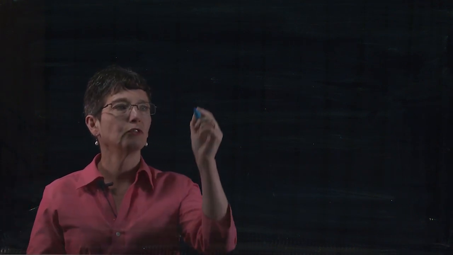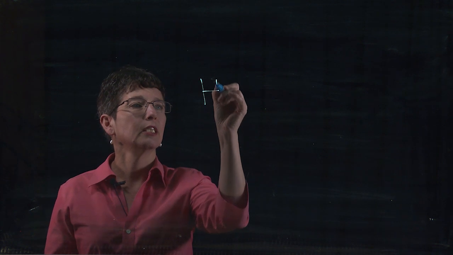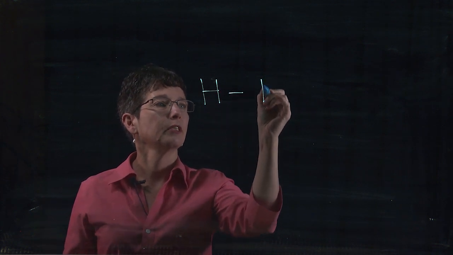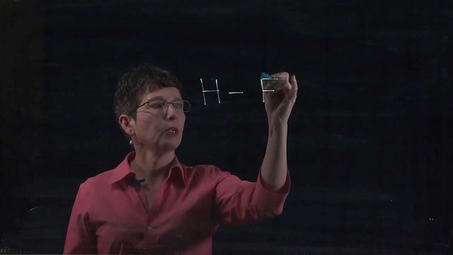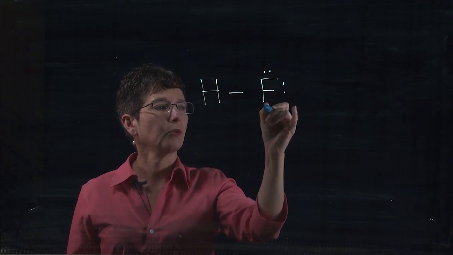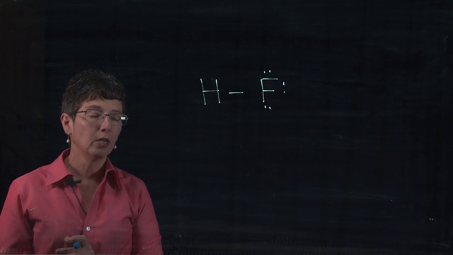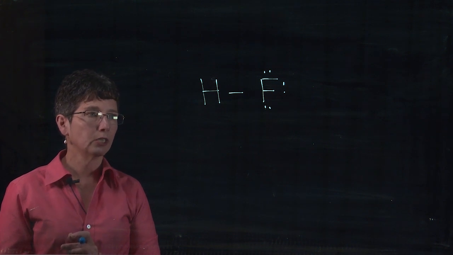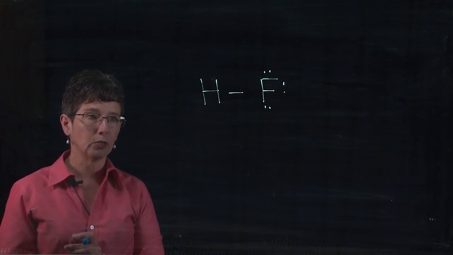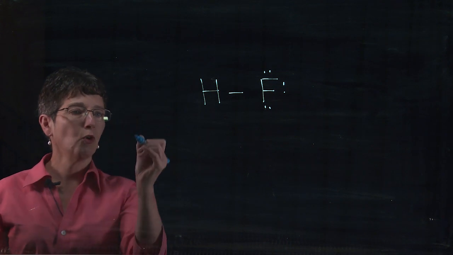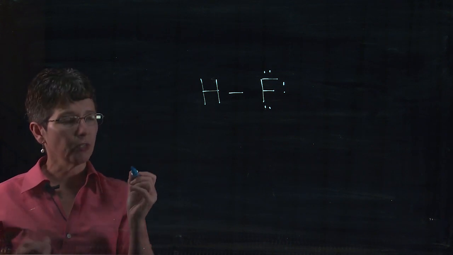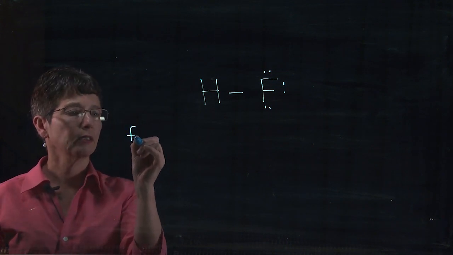So let's just take a simple example. Let's take hydrogen fluoride, HF. We can draw a quick Lewis dot structure. Fluorine has 7 valence electrons. Hydrogen has 1. We have a total of 8 valence electrons to distribute, so the Lewis dot structure will look like this.